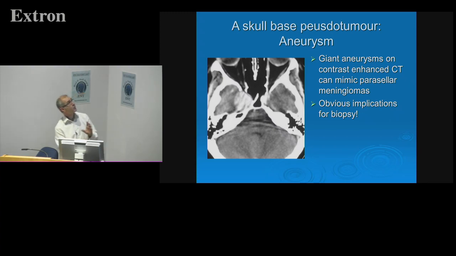Anyway, so this is just an aneurysm, isn't it? If you biopsy that, you'll get a shock. Think outside the box. Not everything is necessarily going to be a meningioma just because it's enhancing and it's in a position where you expect to see a meningioma.